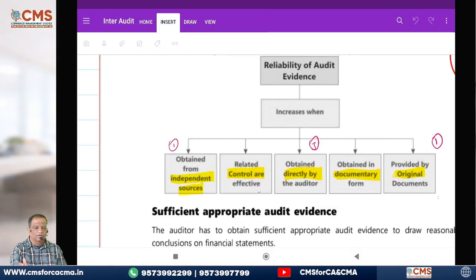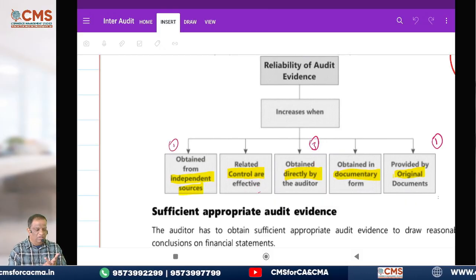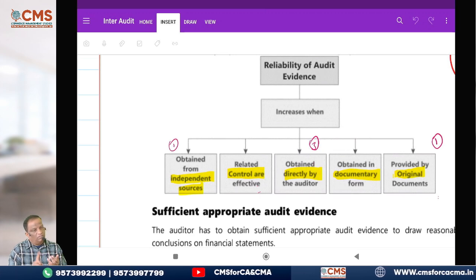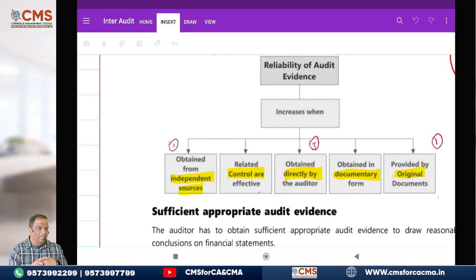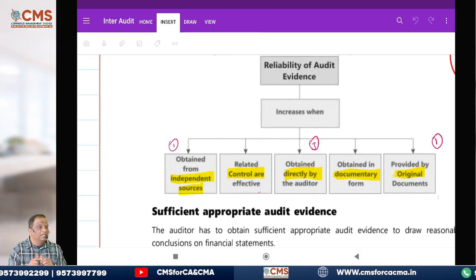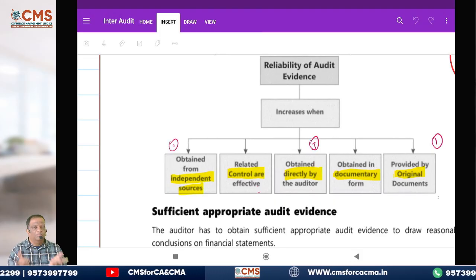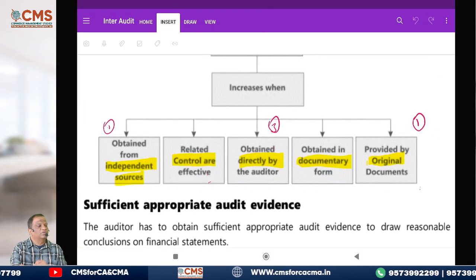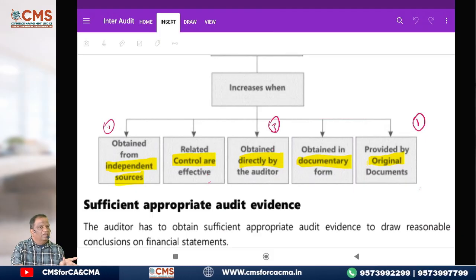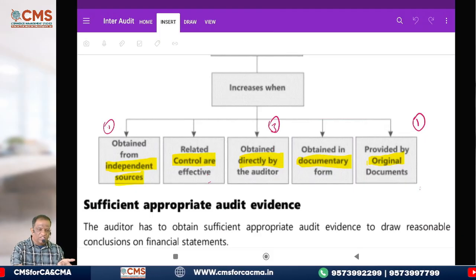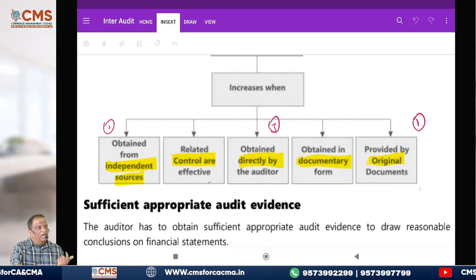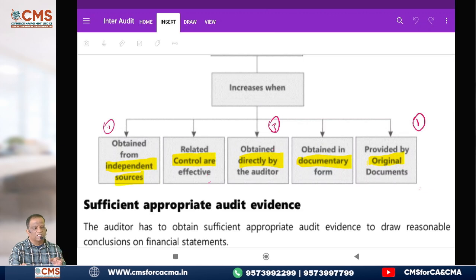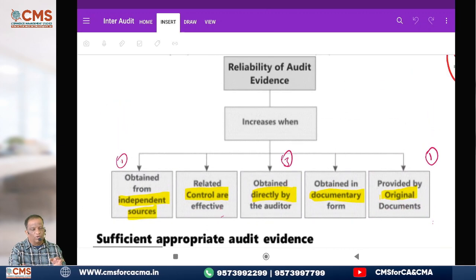Now I want you to revise fast. Based on the source, what are the two types of audit evidence? Internal, external. Which is more reliable? External. Can the auditor ignore internal evidence? No, he has to gather and match it with the external evidence. When does audit evidence become more reliable? When obtained from independent sources, when controls are effective, obtained directly by the auditor, obtained in documentary form, and provided in original documents.